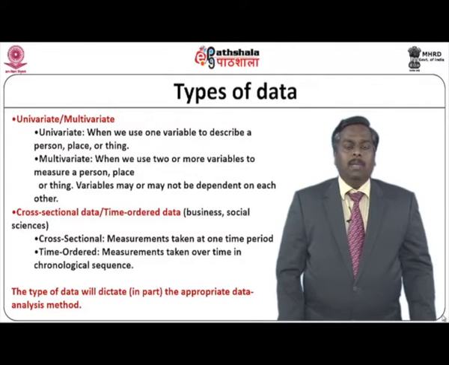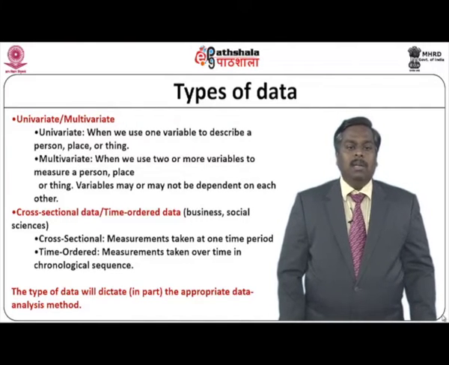Now, with respect to the second type of data, cross-sectional or time-ordered data: normally when we work with cross-sectional data, measurements are taken one at a time, or we fix one time period and collect the data during that period. But with time-ordered data, we will be measuring the data at regular intervals of time. So, we may fix durations, and in those durations we will be collecting the data.